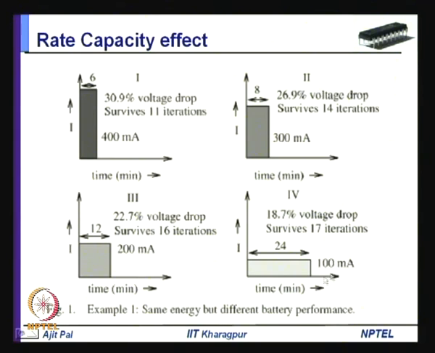And finally, you can reduce the voltage and frequency in such a way that the current drawn is 100 milliampere. Obviously, it will take longer to execute the task, that is 24 minutes, and the voltage drop is 18.7%, and it will survive 17 iterations. So, you can see you are getting much larger actual capacity. Instead of running the task 11 times, you are able to run it 17 times. You are drawing the same energy, but the actual capacity that you are getting is more. So, that is the rate capacity effect.